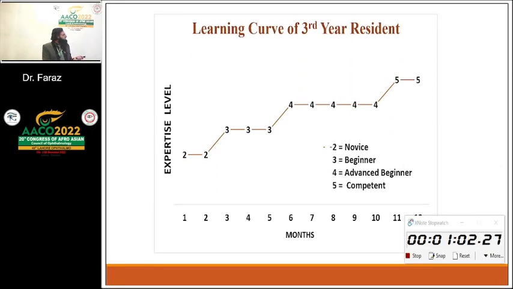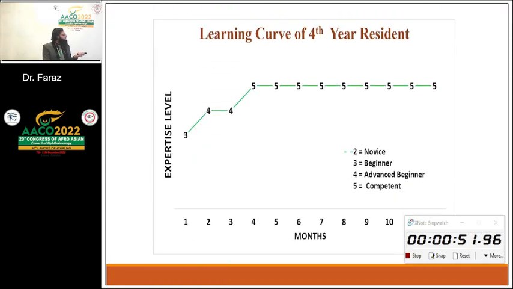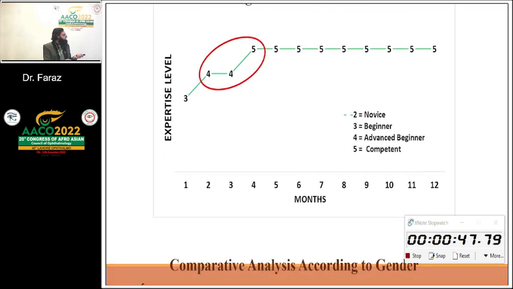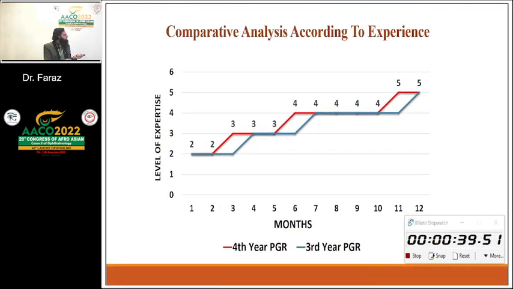Here we can say this is the learning curve for the third year residents. We can say there was a progression. These are the months. There was a progressive improvement in the third year residents, and as the fourth year residents are already seniors, they improved much sooner. And this was according to gender comparison. And this was a comparison of third year and fourth year.